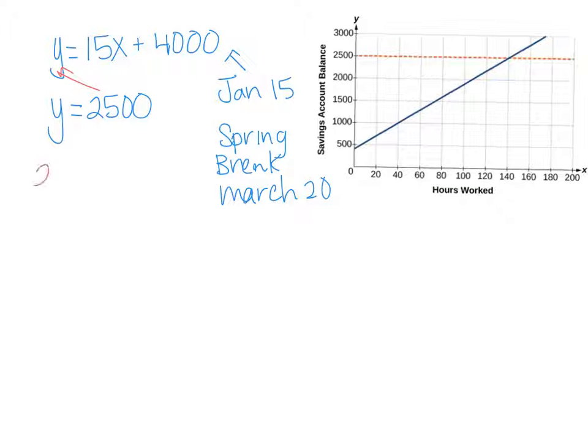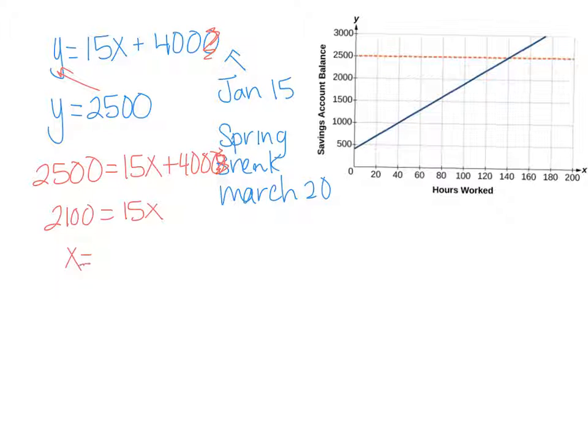If I know that Y is $2,500, I'm going to plug it in, and I'm going to figure out how many hours she needs to work. So I'm going to subtract the 400 to the other side. So 2,500 minus, that should be 400, not 4,000. So let's erase each one of those. So I have 2,100 equals 15x. Divide both sides by 15, and x equals 140 hours.